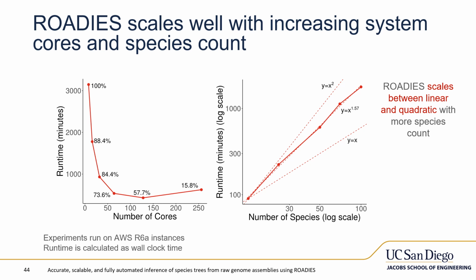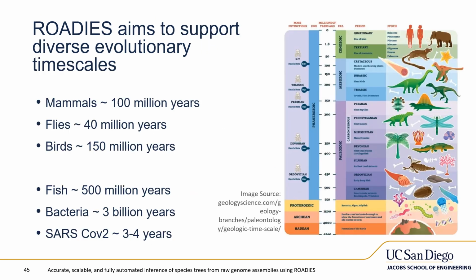For better scalability, we are currently planning to scale it further by applying multi-node parallelization so that ROADIES can run over huge clusters. Now, our long-term aim for ROADIES is to support datasets from diverse timescales. So far, we found impressive results with mammals, flies, and birds. But now we are aiming to run ROADIES with fish datasets, which evolved around 500 million years ago, much earlier than the datasets we used. On the flip side, we would also like to extend ROADIES to estimating the phylogeny of SARS-CoV-2, which evolved just a few years ago. So we would like to extend our work to support datasets from diverse evolutionary timescales.